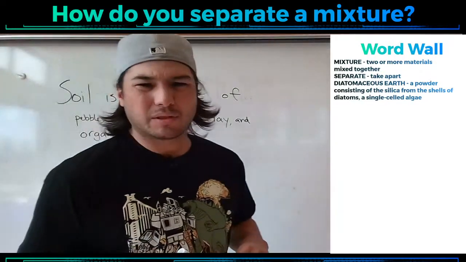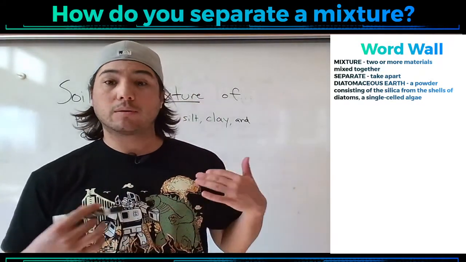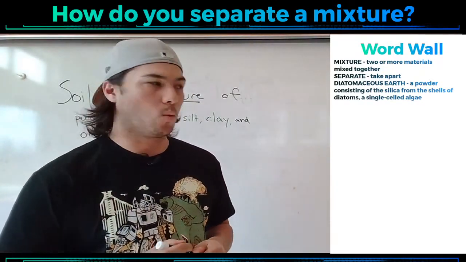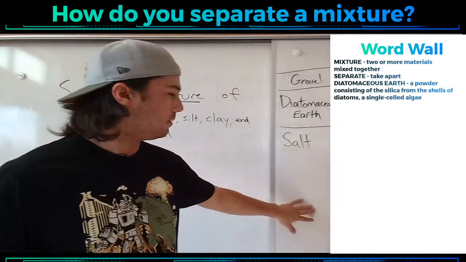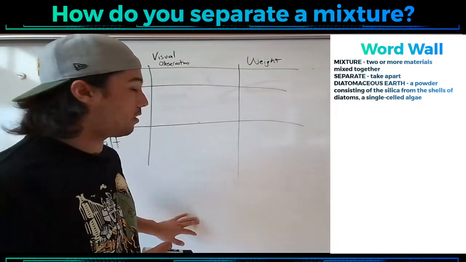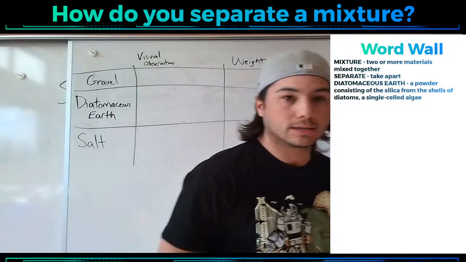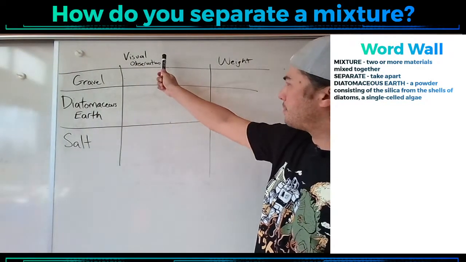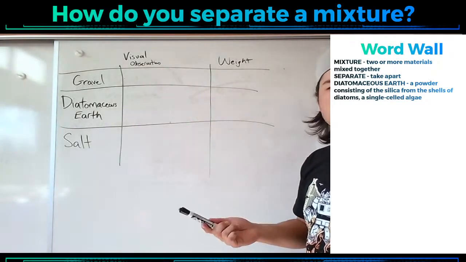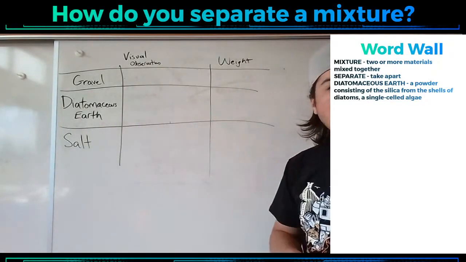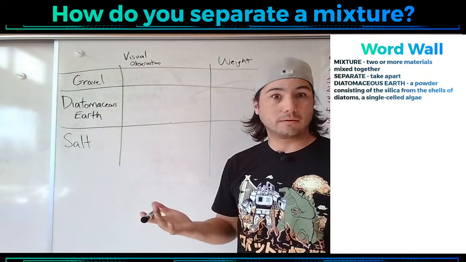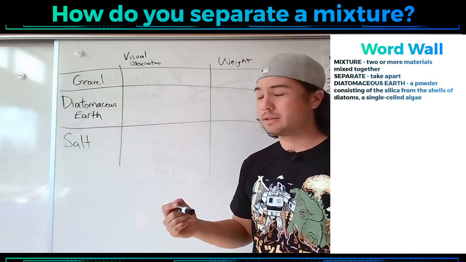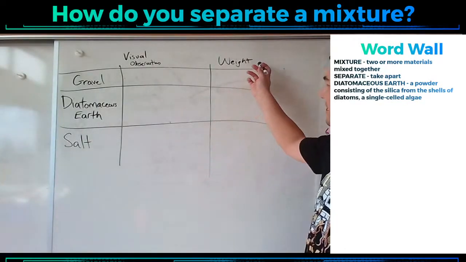Today we're going to be dealing with 3 different materials, and we're going to be mixing all of them with water. So here's the table that we're going to set up in our science notebooks. At the top, we're going to have 2 general columns. One is going to be visual observations. Again, this would be a little easier if we're in the classroom, but we're making the best of it. So visual observations. And the second one is going to be weight.